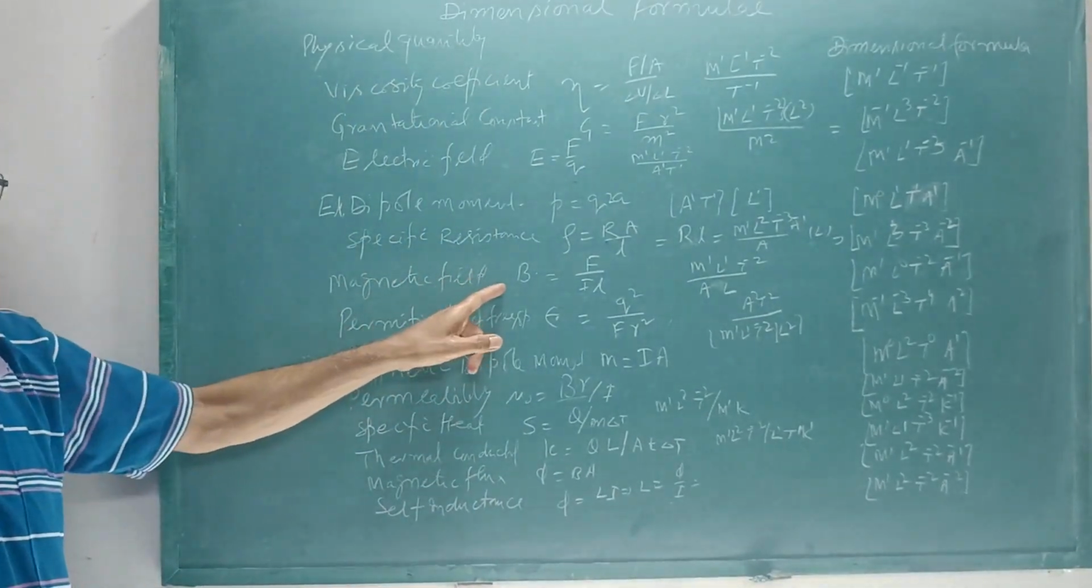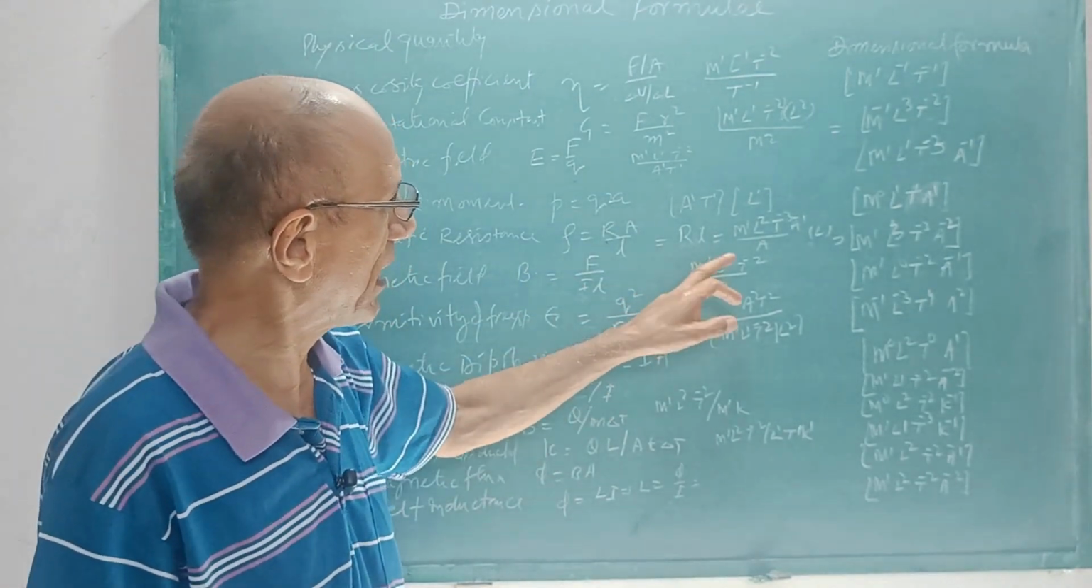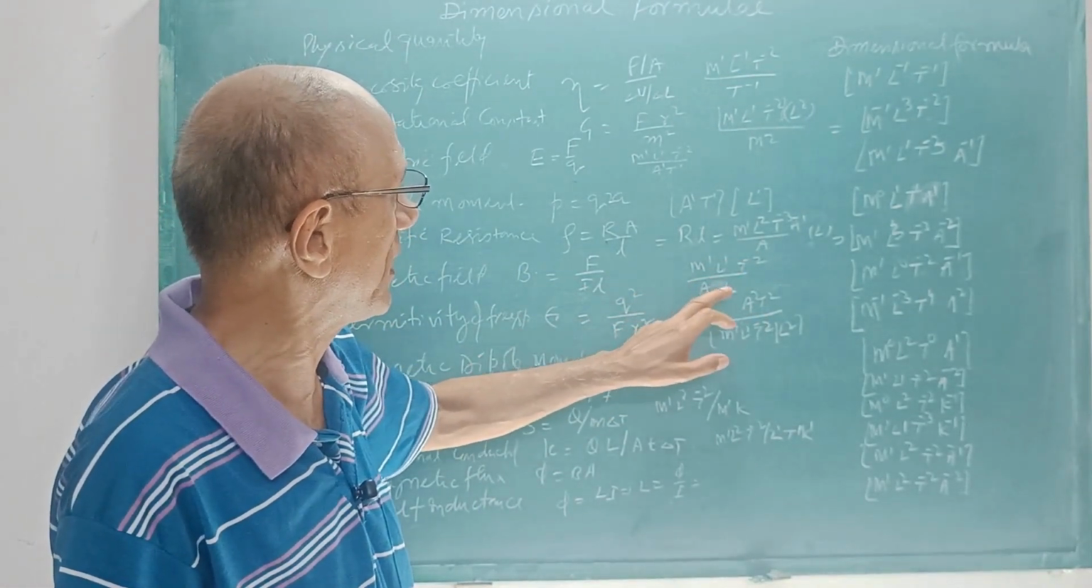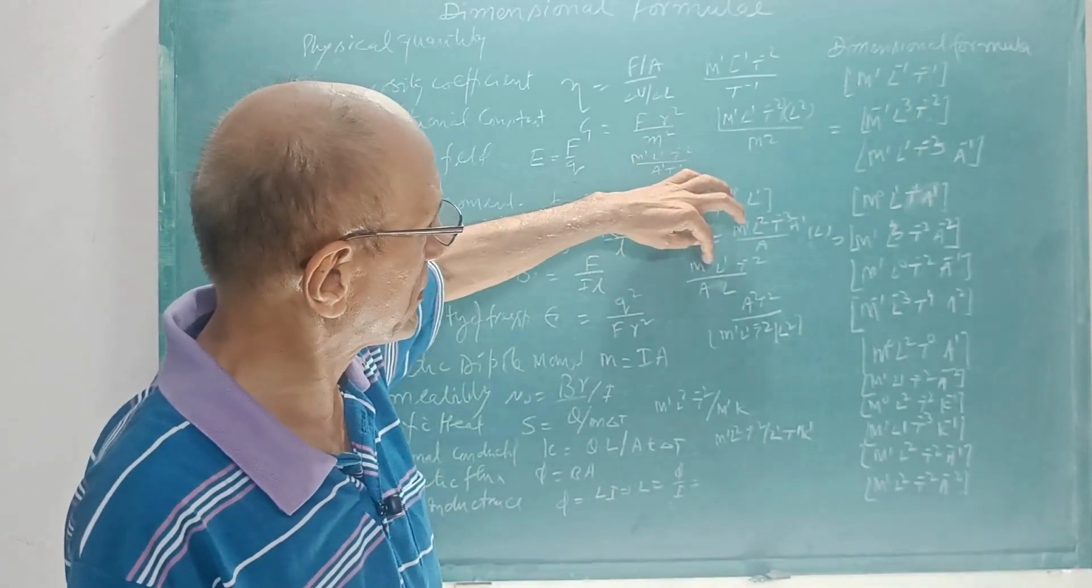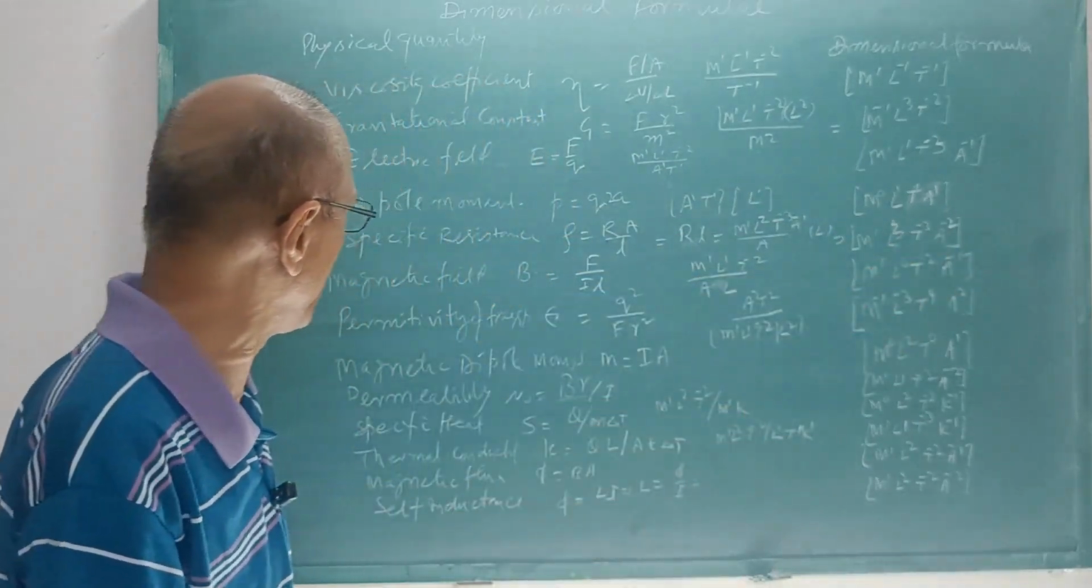So magnetic field is force upon I and L length. So it is M1 L1 T minus 2 divided by A and L. So L and L will cancel out, say M1 L0 and T minus 2 and A minus 1 is the magnetic field.